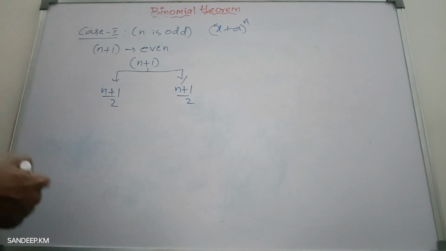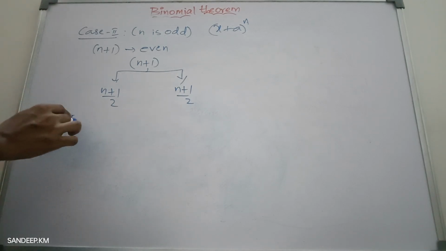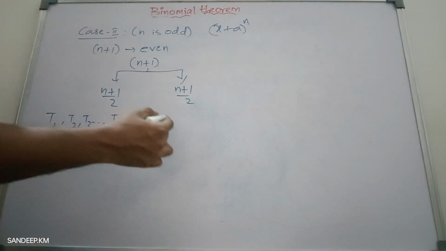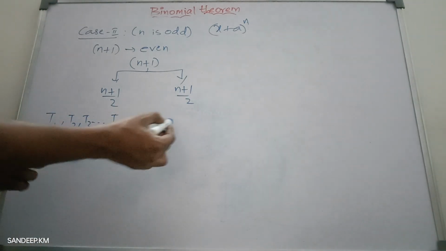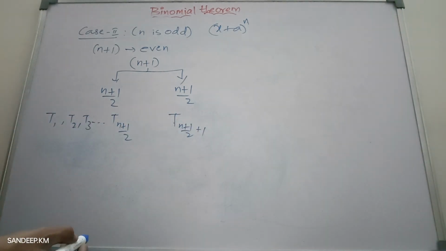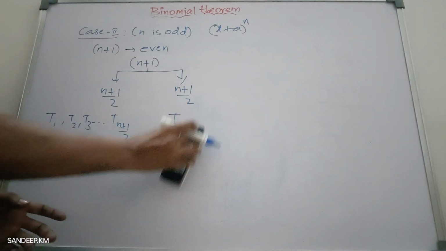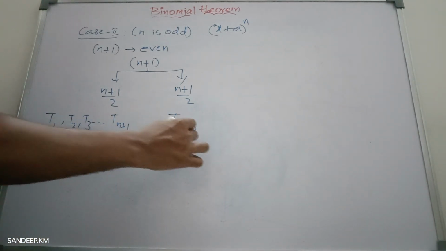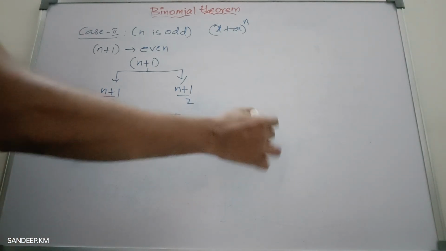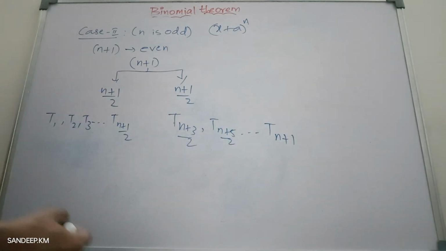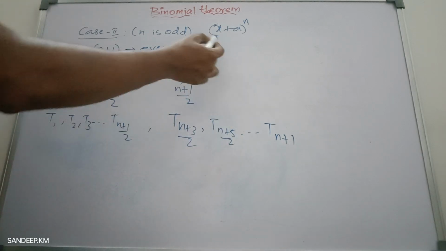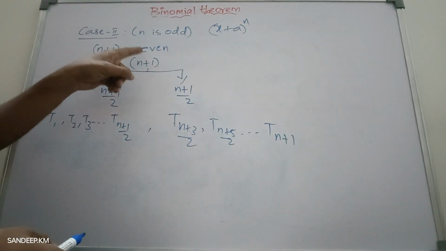Who are the first (n+1)/2 terms? It is T1, T2, T3 and so on, T(n+1)/2. Who are the next (n+1)/2 terms? Obviously, this term is next to this, correct or not? T((n+1)/2 + 1). So T((n+1)/2 + 1) is nothing but T(n+3)/2. Correct or not? T(n+3)/2, and the next term will be T(n+5)/2 and so on. The last term will be T(n+1).